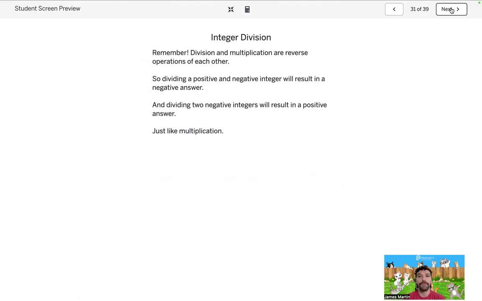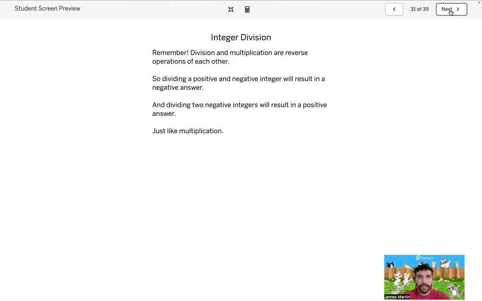All right, so remember, when dividing and multiplying, division and multiplication are reverse operations of each other. So the process is kind of the same, right? So dividing a positive and a negative integer will result in a negative answer. Just like multiplying. Negative times positive is negative. Negative divided by positive, still negative.